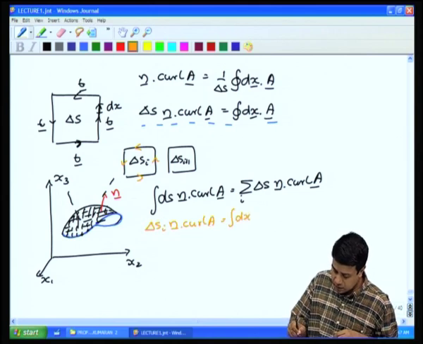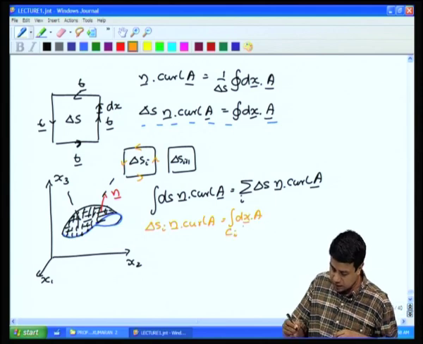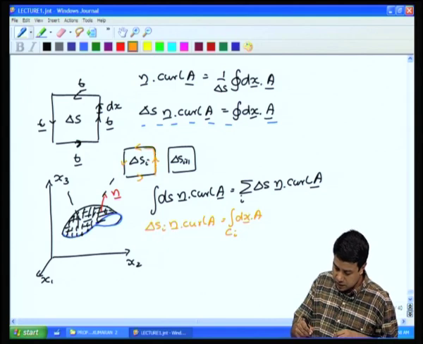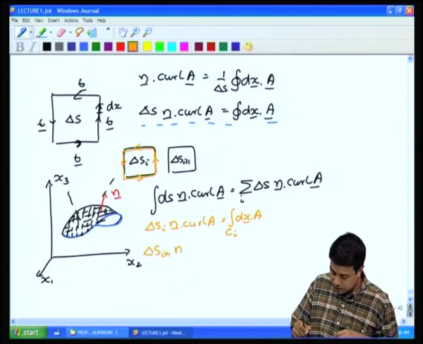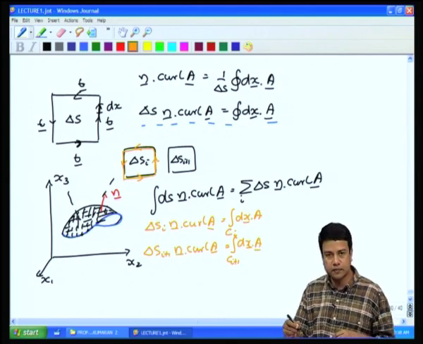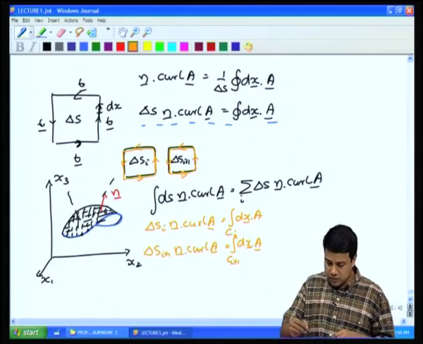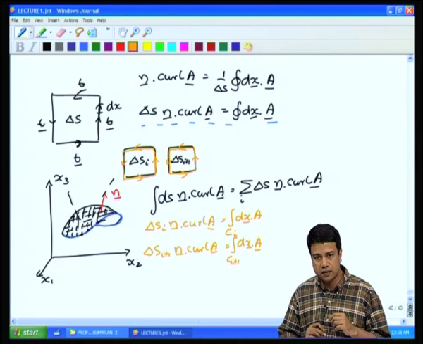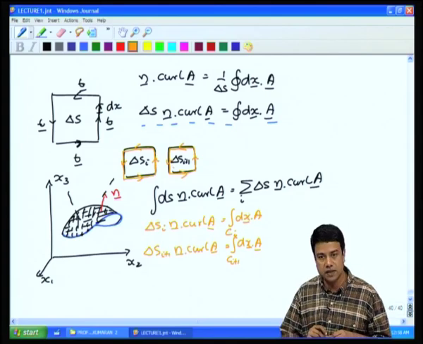integral dx dot A over the contour C I, where C I is this particular contour. Delta S I plus 1 of n dot curl A is equal to integral over the contour C I plus 1 of dx dot A. So, for this patch you go in this direction. There is one line that is common between these two, a piece of the contour that is common between these two, and that is the right side face for S I, the left side face for S I plus 1. They are identical.